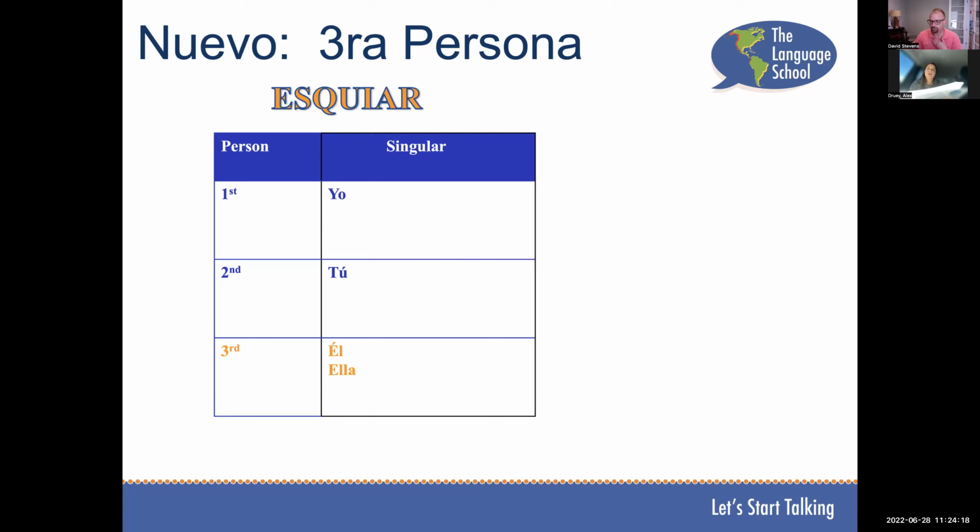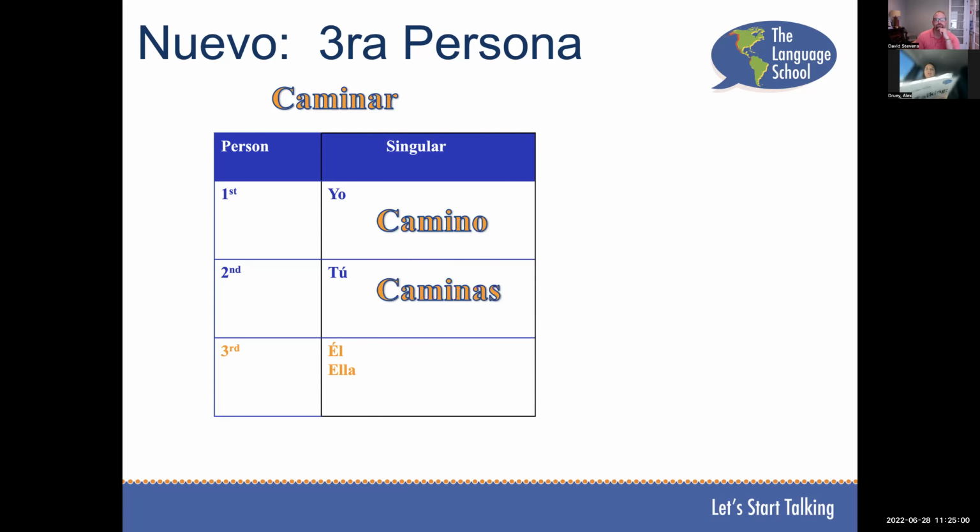Esquiar. Yo esquío, tú esquías, él esquía, ella esquía. Viajar. Yo viajo, tú viajas, él viaja, ella viaja. Desear. Yo deseo, tú deseas, él desea, ella desea. Hablar. Yo hablo, tú hablas, él habla, ella habla. Caminar. Yo camino, tú caminas, él camina, ella camina.